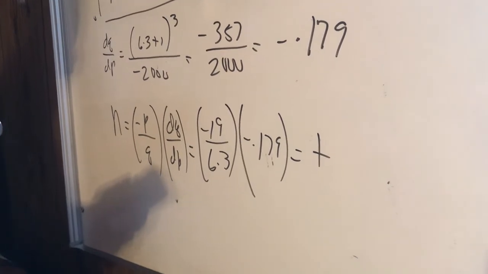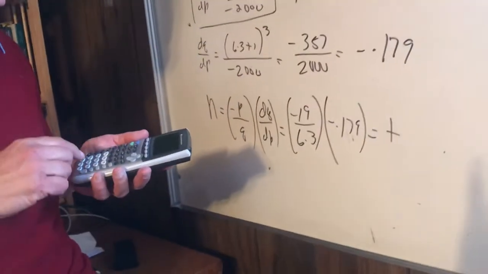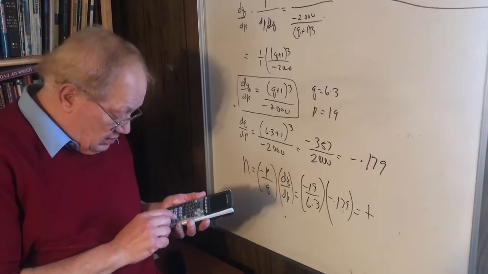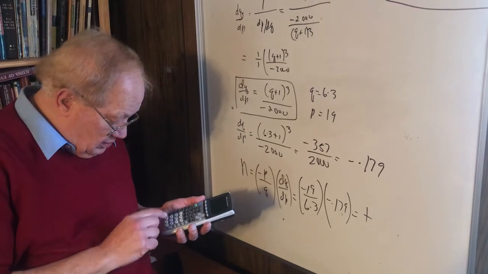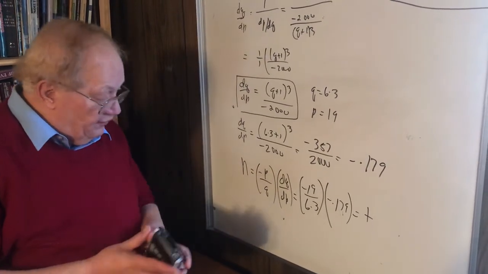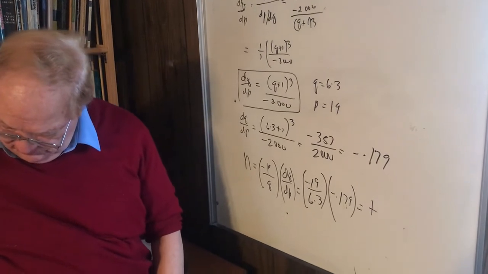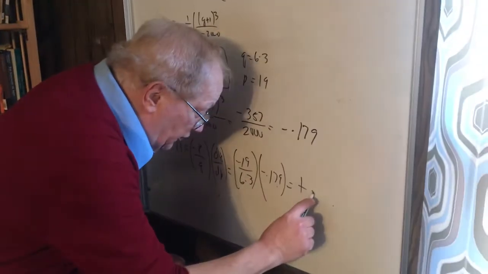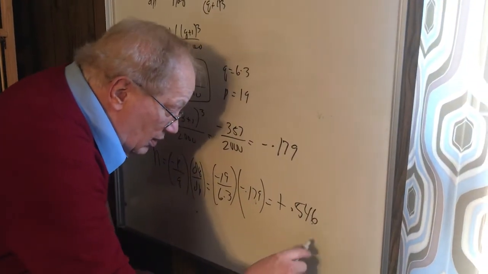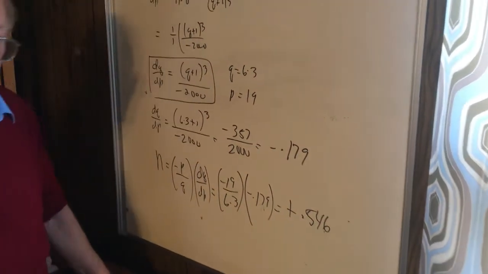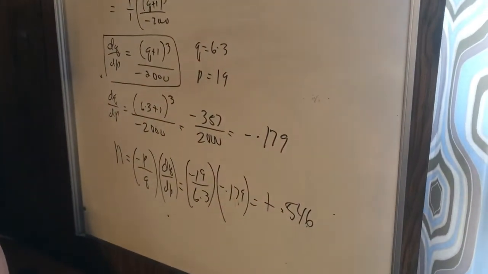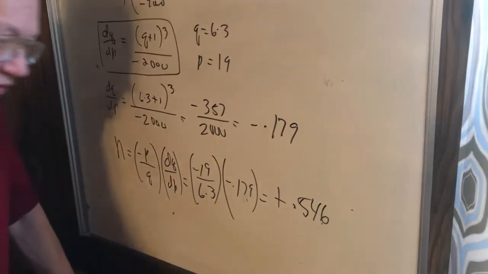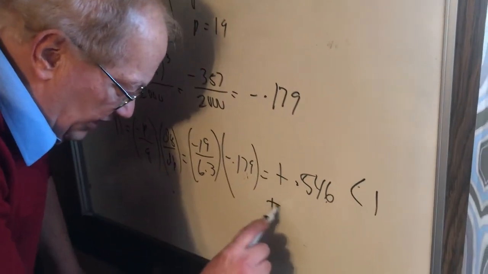Okay. It works better when it's turned on. We have 0.54. This comes out to positive 0.546, which is, are we talking about 0 or 1 here? Remember? We're talking about 1, right? Well, this is less than 1. So this is inelastic.